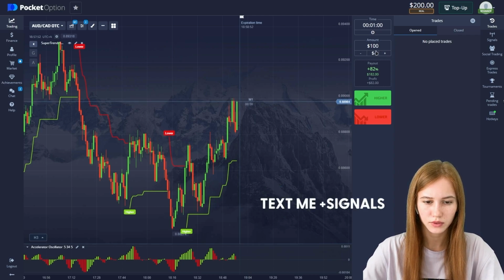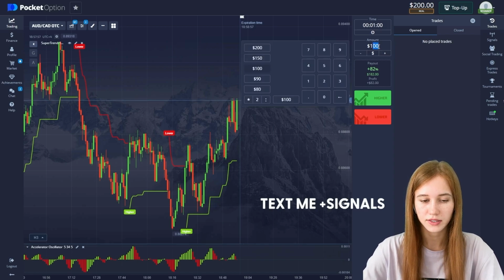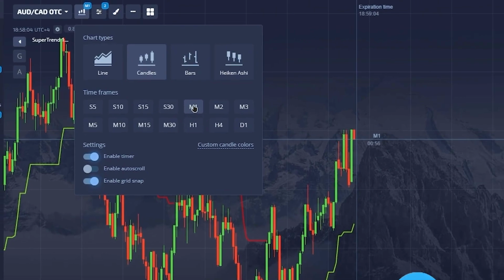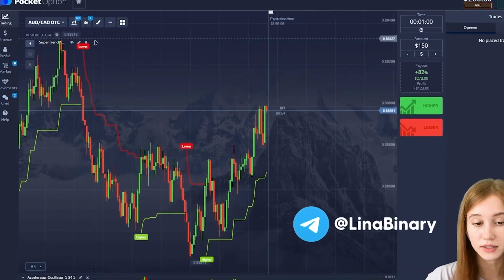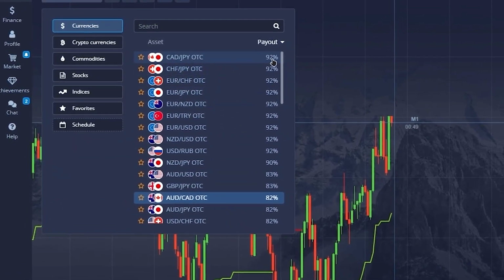And also, let's set up our trading space. Let's start with the fact that our trades today will be $150. So we'll have minute deals, time in minutes. Therefore, these settings include the minute time frame and candles.